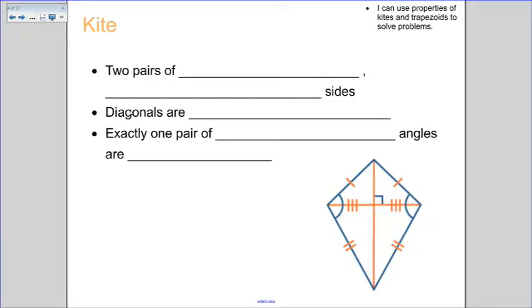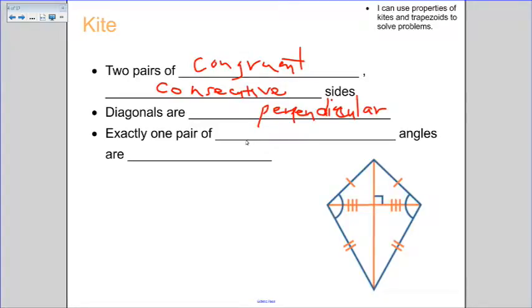Okay, here we go. Kite. What is a kite? Well, a kite is when you have two pairs of congruent consecutive sides. Okay, what do we know about the diagonals of kites? Well, the diagonals are perpendicular to one another. And there's exactly one pair of opposite angles that are congruent.